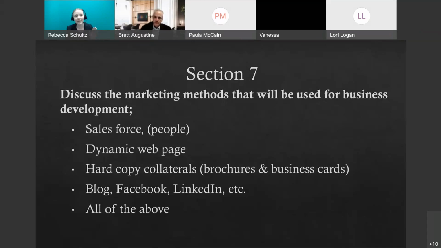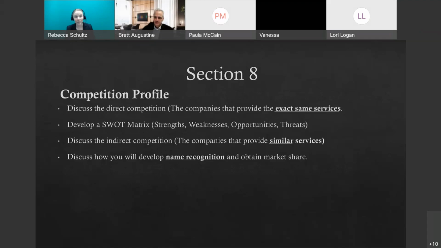All right, so that's section 7. We'll take a moment there, right? That's a lot of information. A lot of information. All right, so it doesn't end, right? We've got section 8. Section 8 is going to be about your competition.